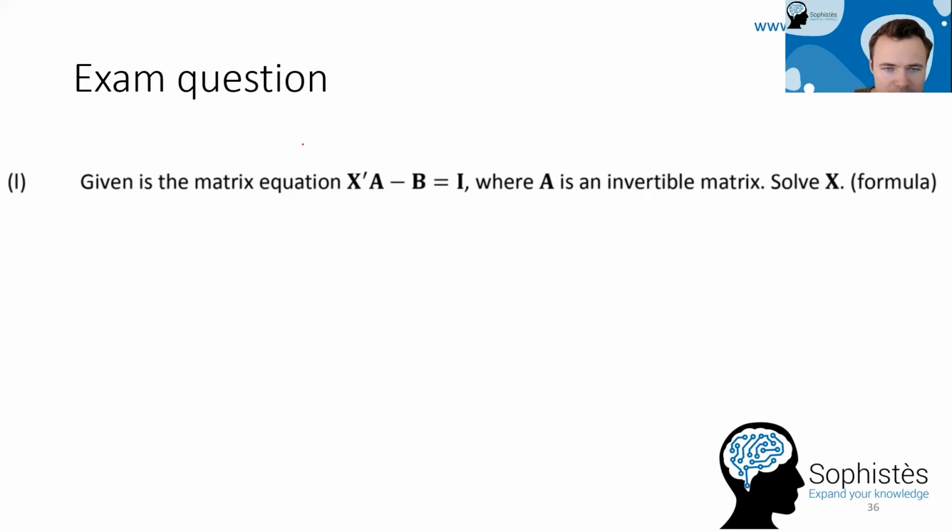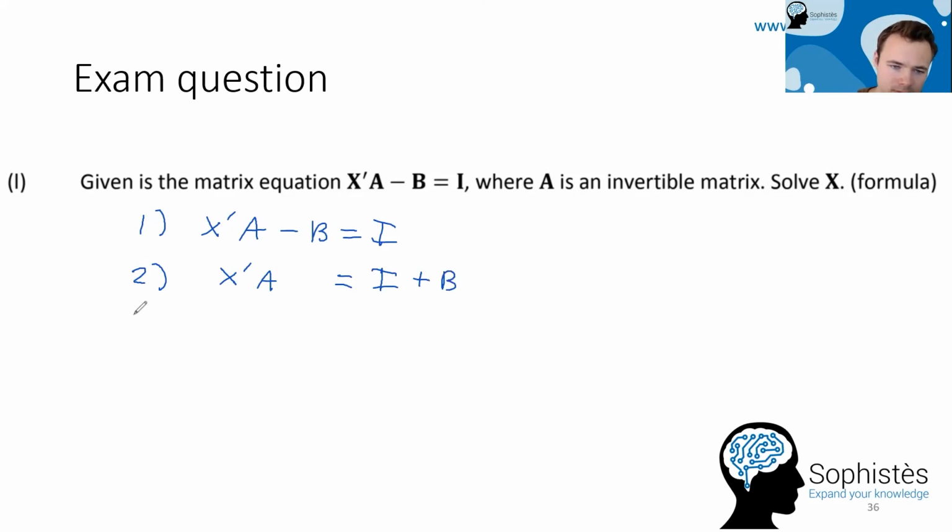So I will start by writing down some lines, just so that you can see if you're on the right track. This is what you should do as your first step. You should just get the B to the other side. See if you did that.